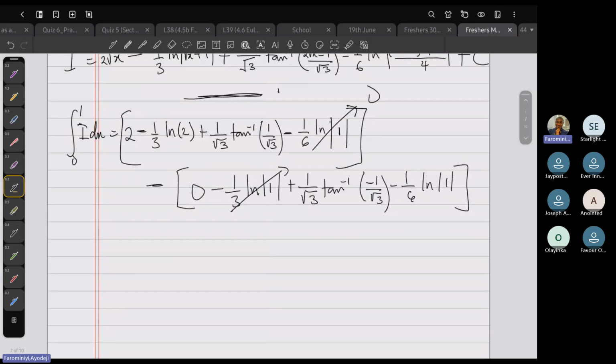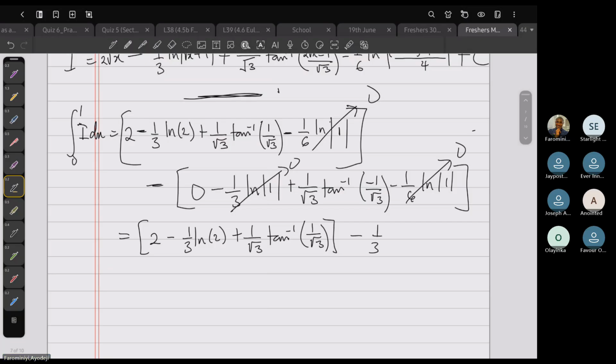So this can go, this can go, this can go. So we are left with, this is so annoying because the answer will now be something very simple. So this is equal to 2 minus 1 over 3 ln 2 plus 1 over root 3 tan inverse of 1 over root 3 minus 1 over 3 tan inverse of negative 1 over root 3.